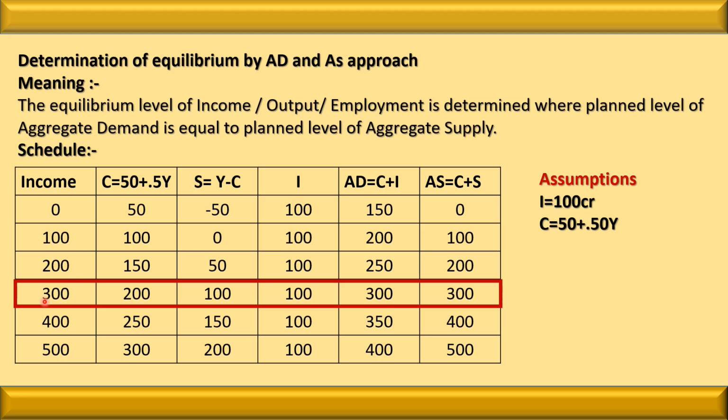Remember one thing, when the income is less than 300, we can see that aggregate demand is more than aggregate supply, and when the income is more than the equilibrium level of income, output and employment, aggregate demand is less than aggregate supply, so the situation will be of excess aggregate supply. So when the income is more, there will be excess aggregate supply, and when the income is less, there will be excess aggregate demand.